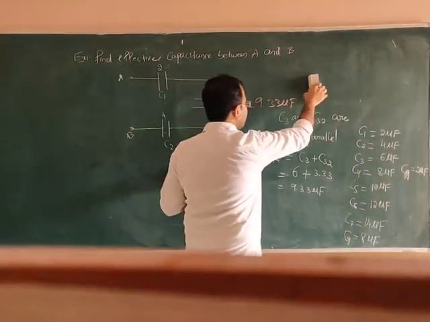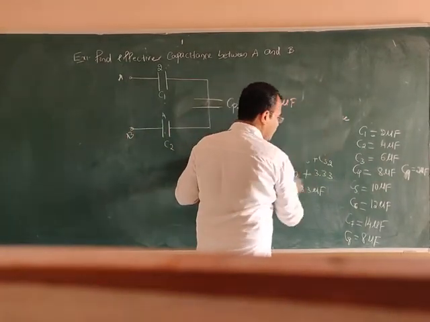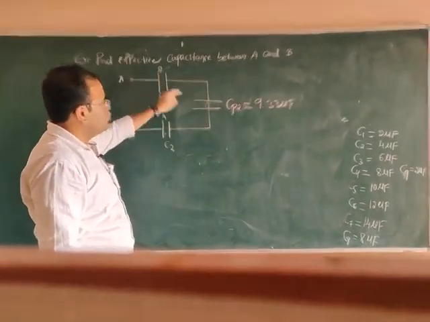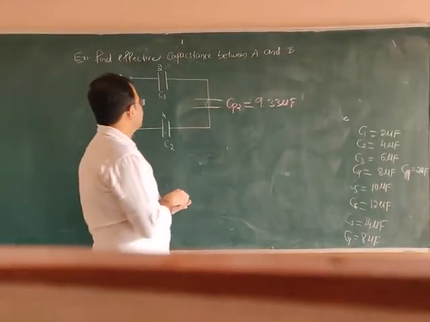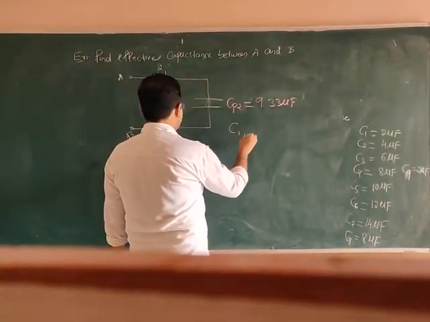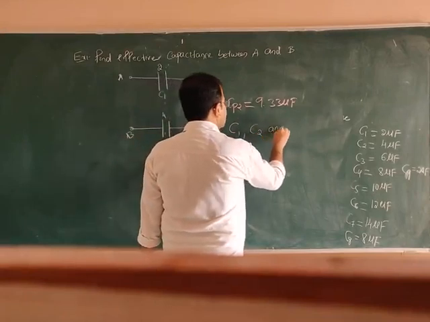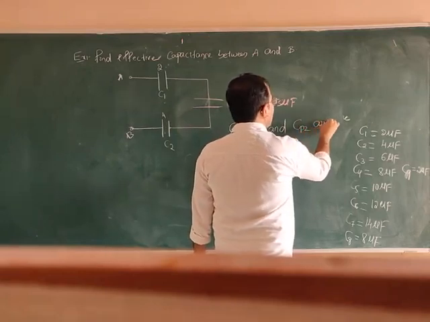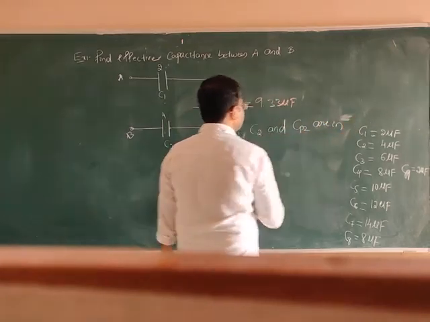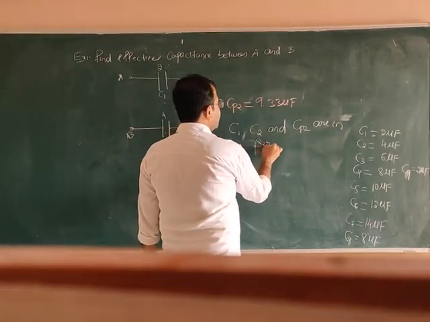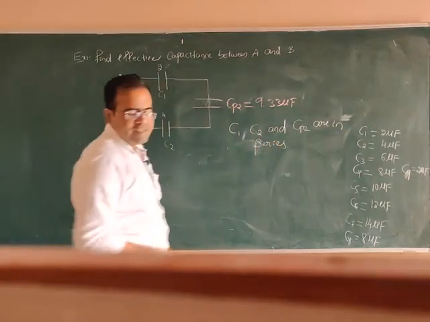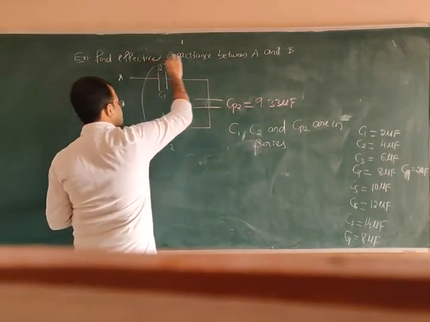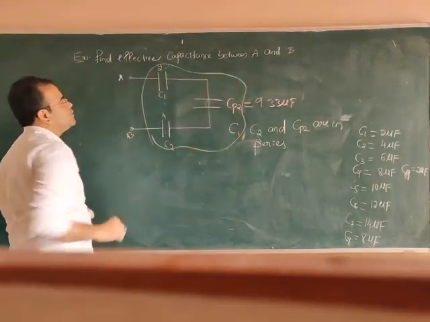So if you observe 9.33 microfarad, again we can write the total entire combination. Now if you observe, these three are in series combination. That is the reason C1, C2 and one more, CP2, are in series combination. So you are going to consider all these three capacitors.